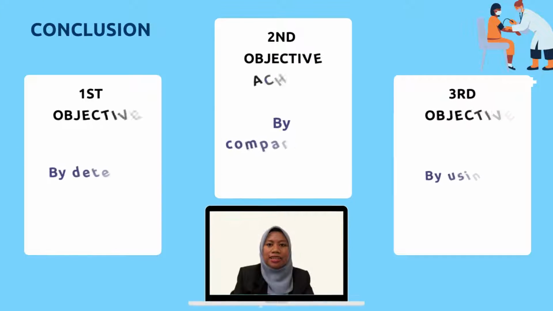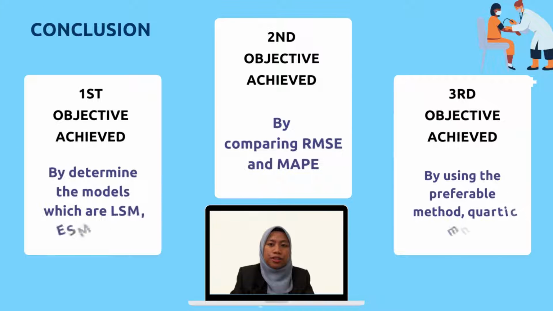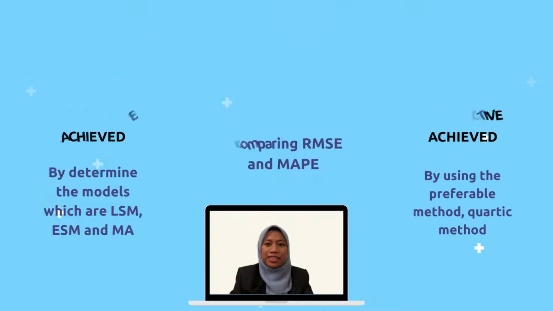For the conclusion, the three objectives have been solved. The first objective has been achieved by determining the models which are LSM, ASM and MA. The second objective was achieved by comparing the RMSE and MAPE for the three models, while the third objective was achieved by forecasting using the preferable method, which is the least square method.